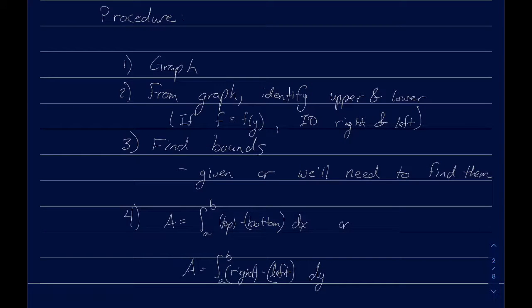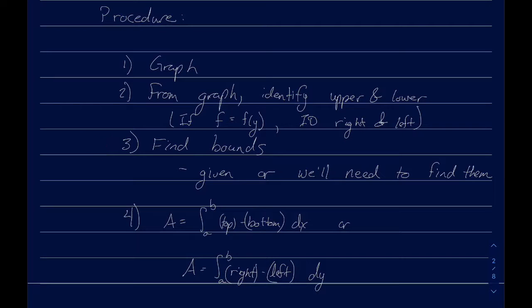Now, let's take a look at the exact procedure of finding the area between two curves. So the first thing we're going to do is graph. And by graphing, that'll help us with step 2. So from the graph, we're going to identify our upper and lower functions. And that's if it's a function of x. If it's a function of y, we're going to identify our right and our left curves, where the right will correspond to the upper curve and the left will correspond to the lower curve.